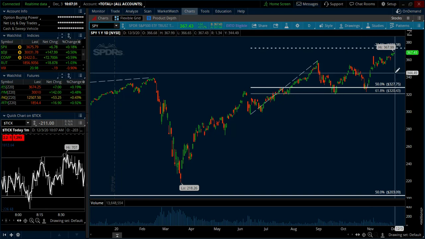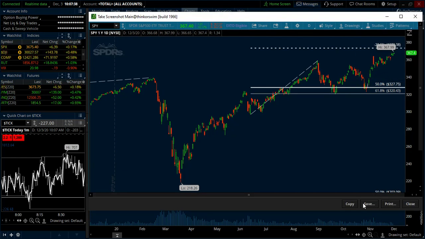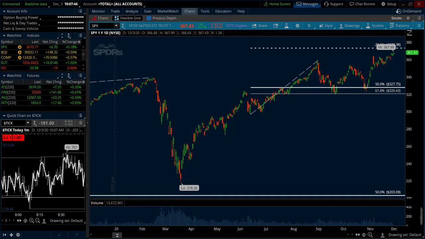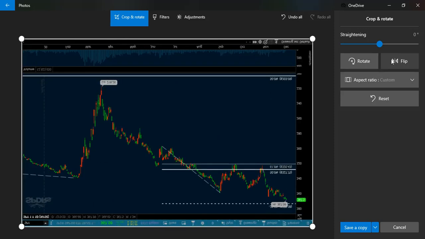If you're on thinkorswim, a really easy way to do that is to come up here to these three dashes, click take screenshot, save that to your computer, and then pull up that chart and flip it. So if you rotate it and then mirror it, now that same chart is flipped upside down. And if you look at the chart and you say, oh, well, in this direction it actually looks like a short, okay, now that validates the long.